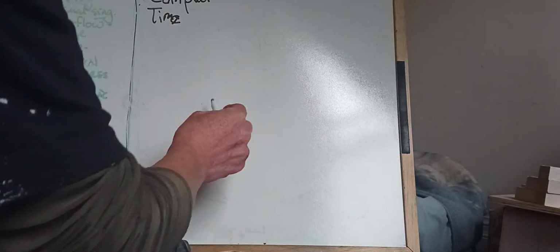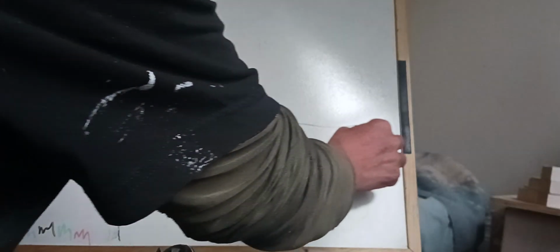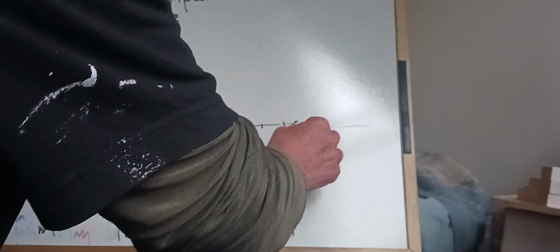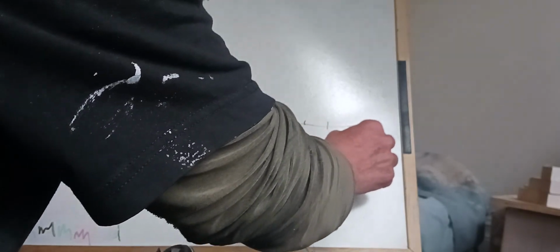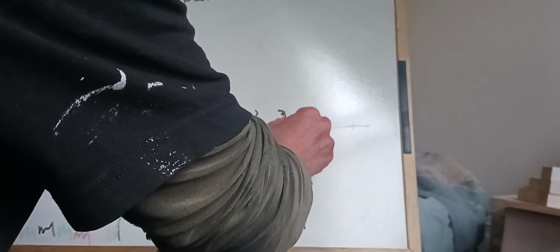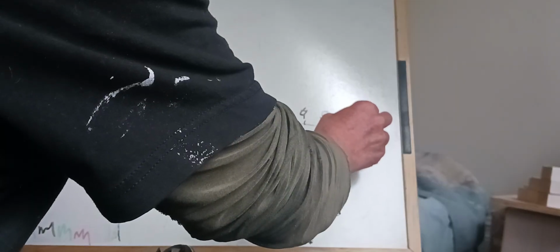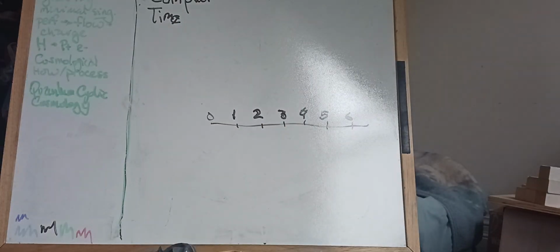So here's the number line. Here's 0. One, two, three. Let's do it messy. 5, 6. Nice and clear. There we go. 1, 2, 3, 4, 5, 6.